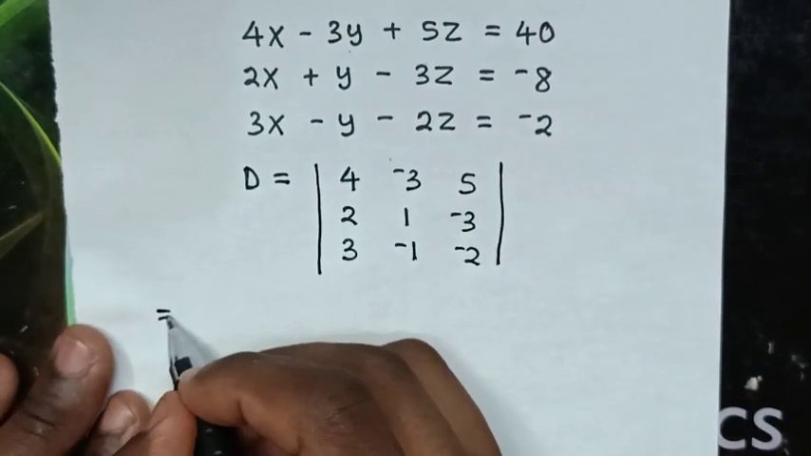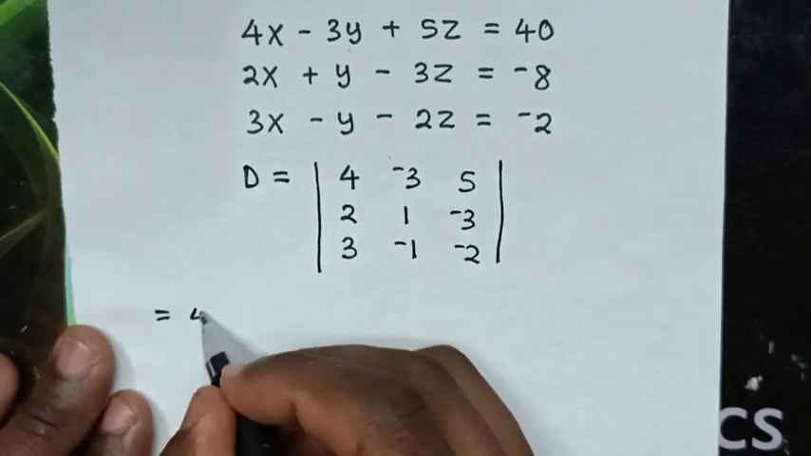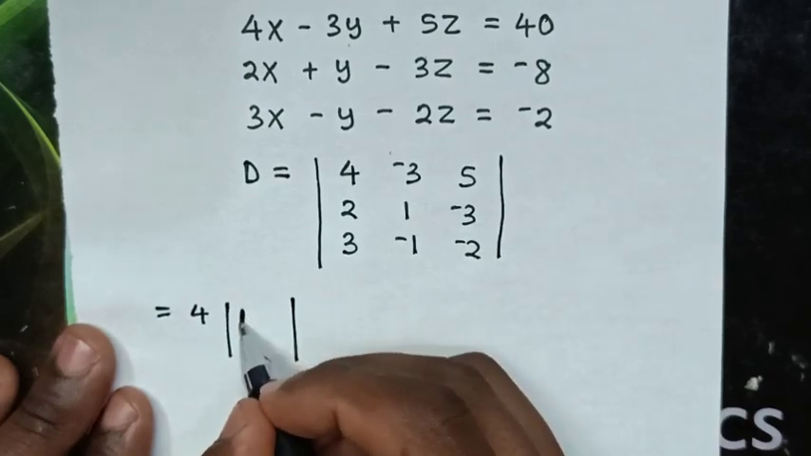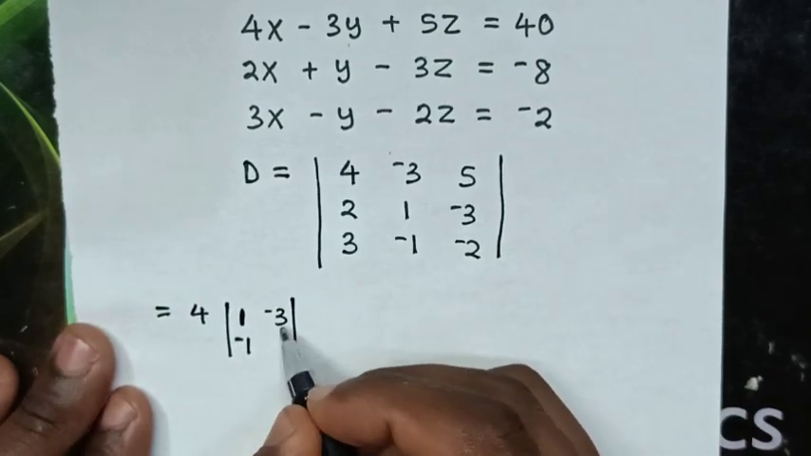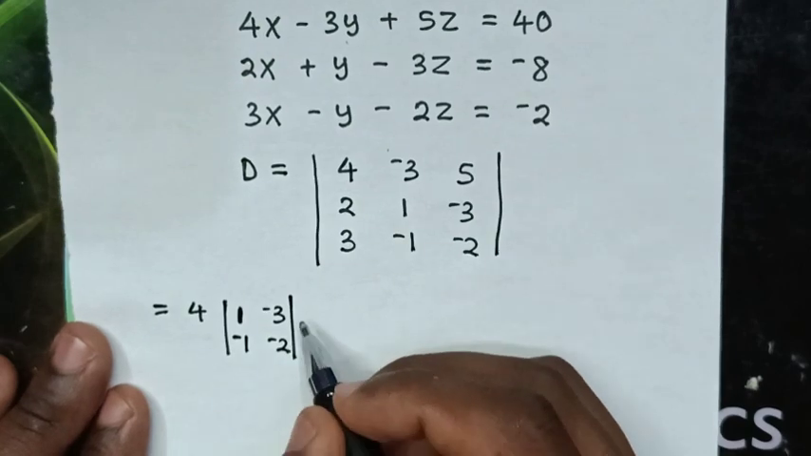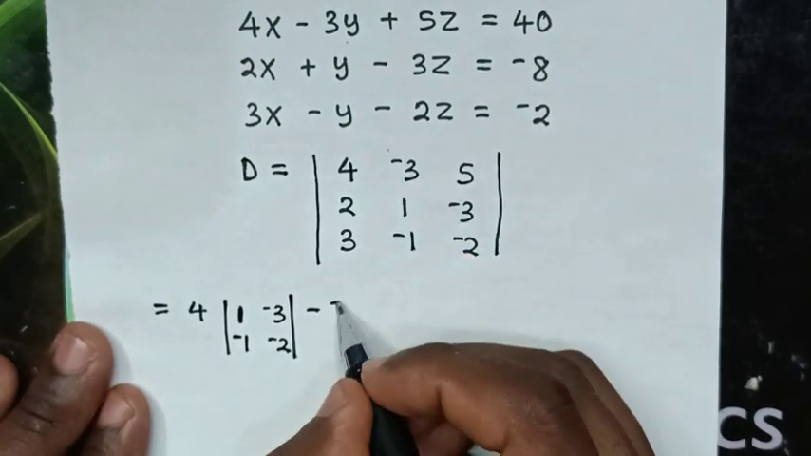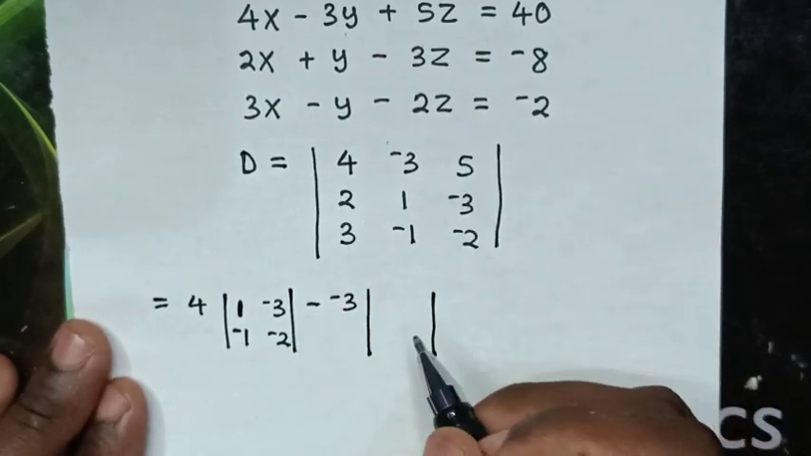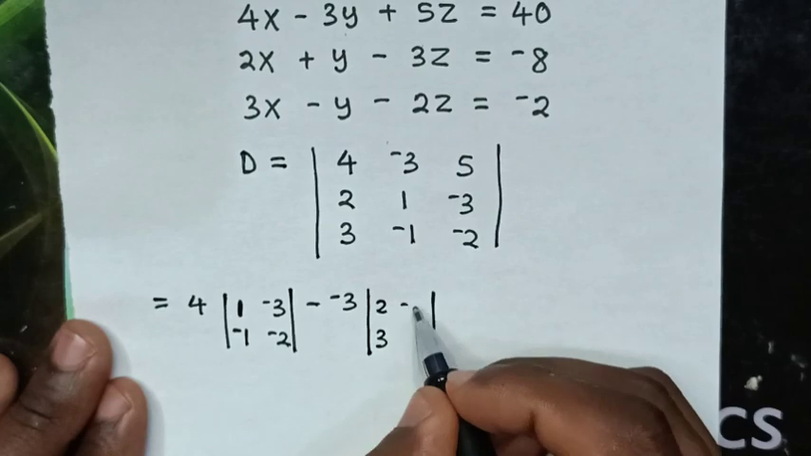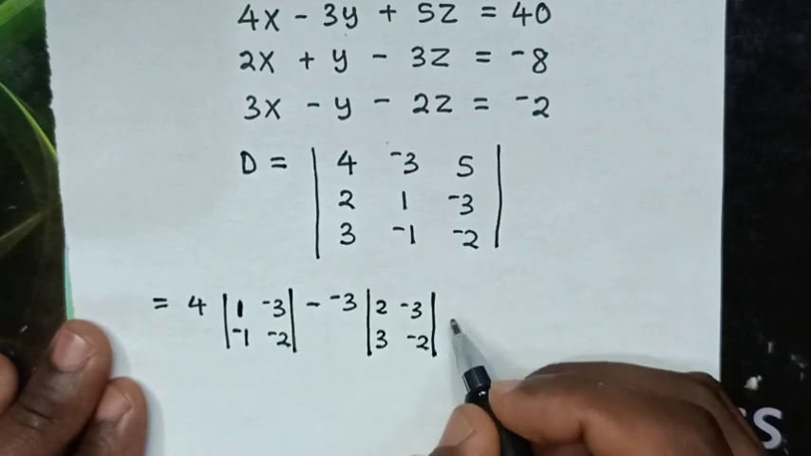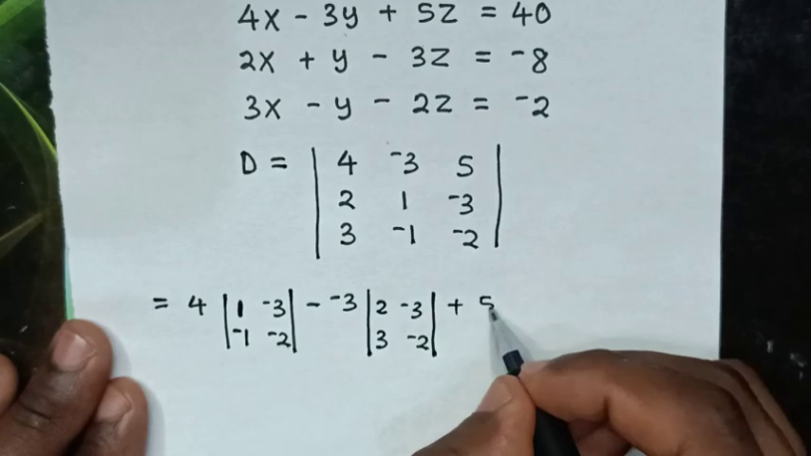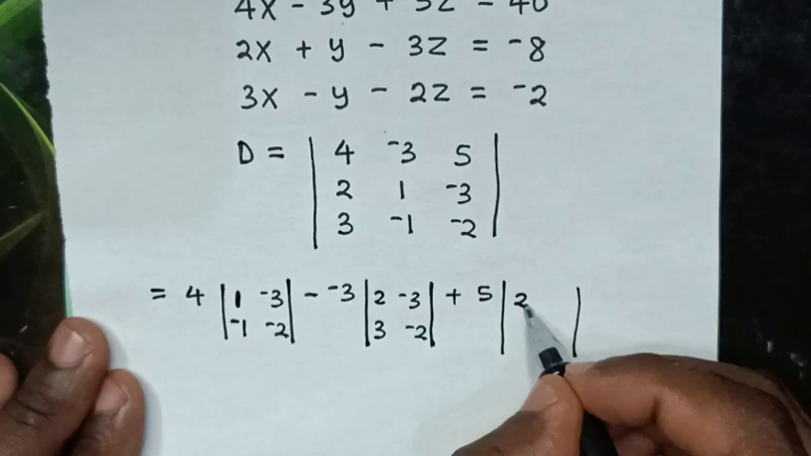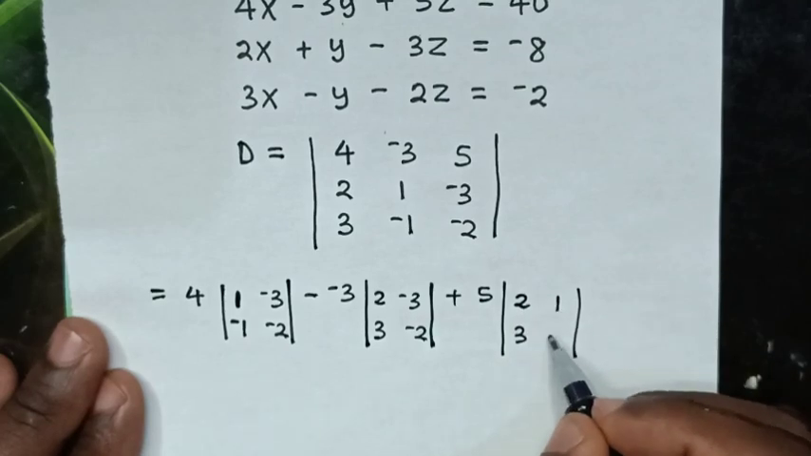Then it will be equal to 4 times the determinant of this column and this column, which is 1, negative 1, negative 3, and negative 2. Then minus this negative 3 times the determinant of this column and this column, so 2, 3, negative 3, negative 2. Then plus this 5 times the determinant of this column and this column, so 2, 3, 1, negative 1.